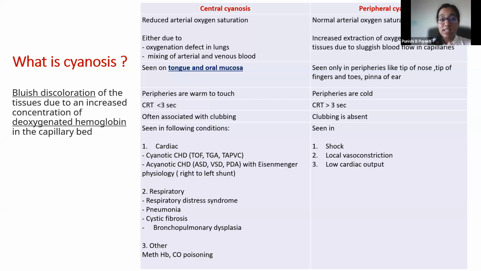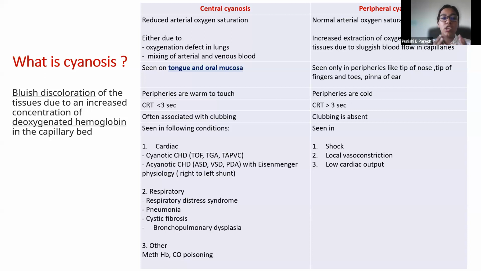Now, next, if you're saying central cyanosis, always say tongue and oral mucosa. Tend to avoid saying lips because lip cyanosis can sometimes also be seen in peripheral cyanosis. So whenever you're trying to look for central cyanosis, always look at your tongue and oral mucosa. Other than that, in central cyanosis, you'll have warm peripheries. The perfusion is good, so CRT will be less than 3 seconds. It is often associated with clubbing.